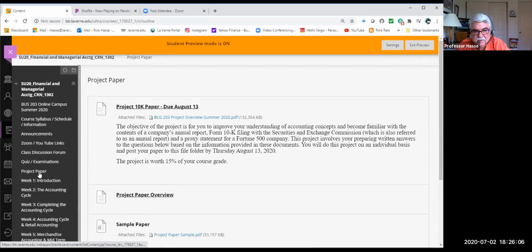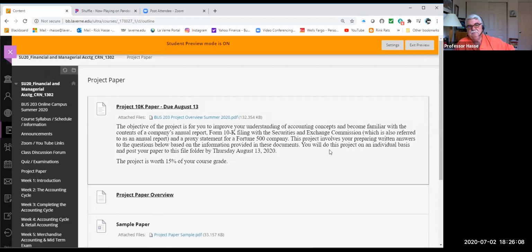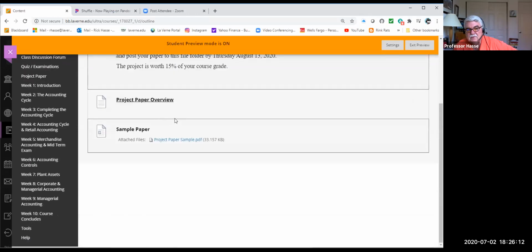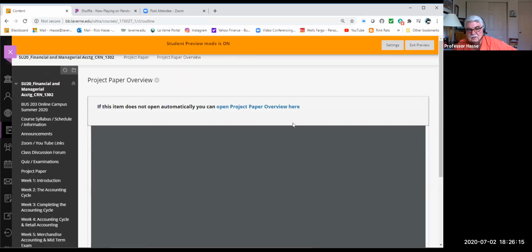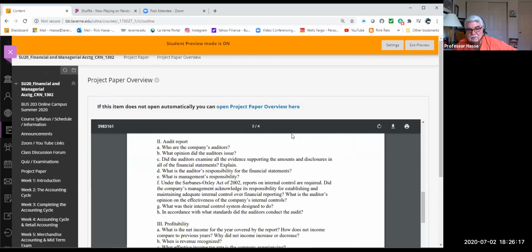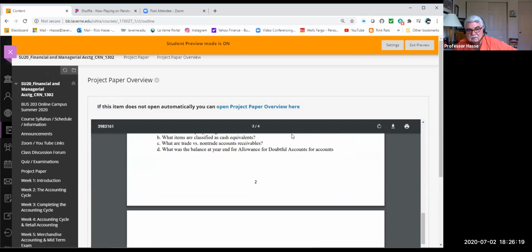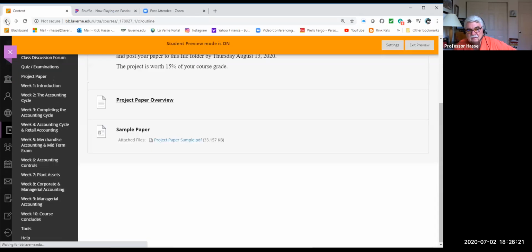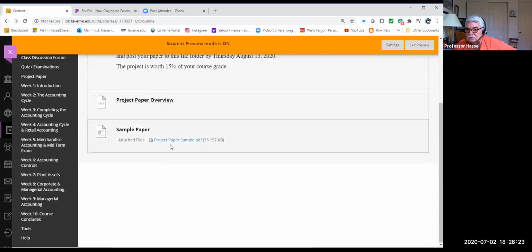Here it is in the project paper file folder. The overview with all the questions here that you could just click on that file. Oh, there are the questions. Okay, I see what you're talking about. And a sample paper that you can download.